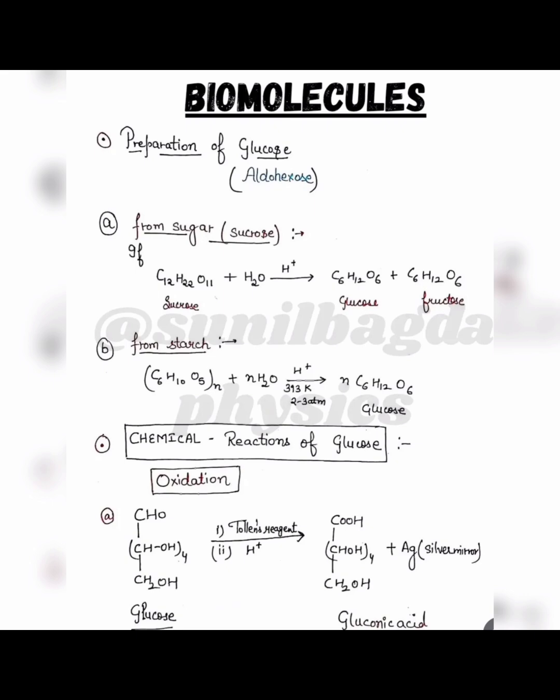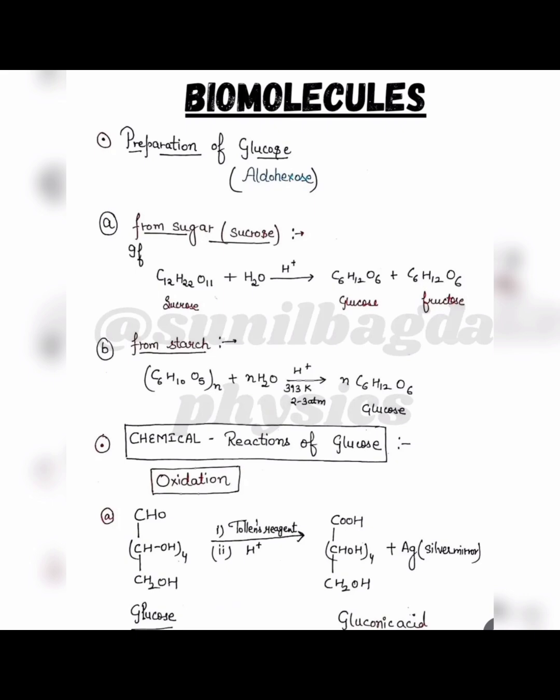The general molecular formula of starch is (C6H10O5)n. Starch undergoes hydrolysis in acidic condition at a higher temperature of about 393 Kelvin and 2 to 3 atmospheric pressure. It will give n number of glucose molecules as the final product.